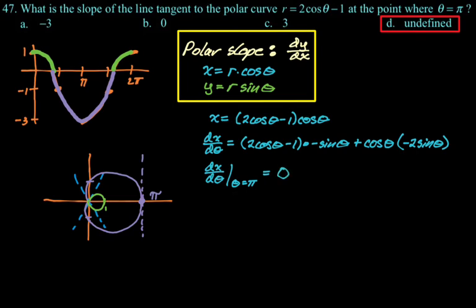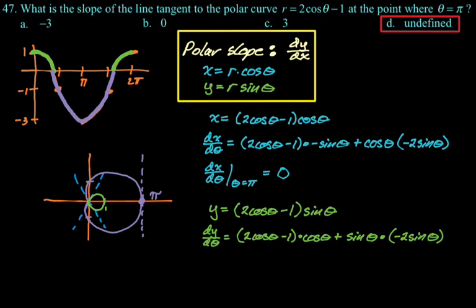So we get 0. Y is going to be the polar curve times sine of theta. Use the product rule to find dy d theta. So we get this. Now we have to evaluate this at pi. Cosine of pi is -1. Sine is 0, so the whole second part just disappears. So you get cosine of pi is -1, so you have -2 minus 1 is -3 times -1. So overall dy d theta, I should say, is 3.